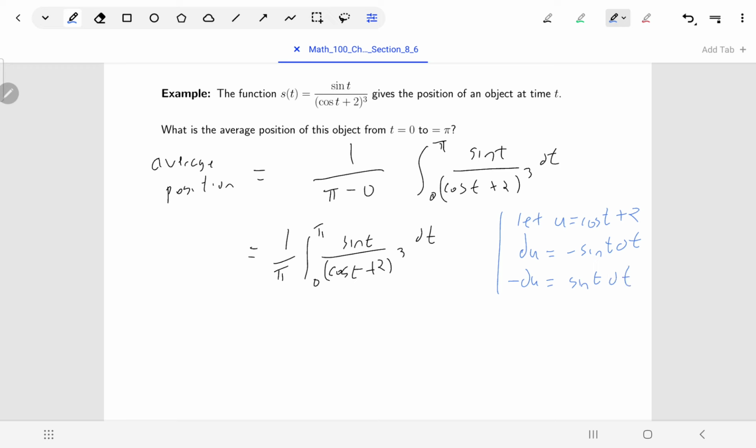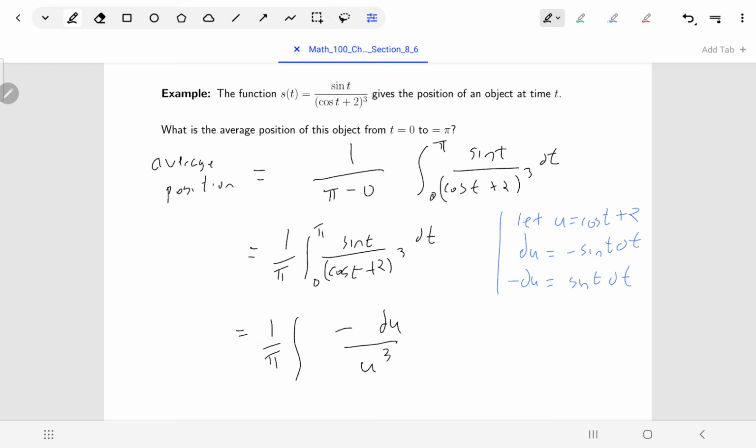I can say then we're going to have 1 over pi, and then a definite integral of, and we'll need to figure out what that is. In the denominator, I'll have cosine of t plus 2 cubed, which is the same thing as u cubed. Sine t dt, that's negative du.